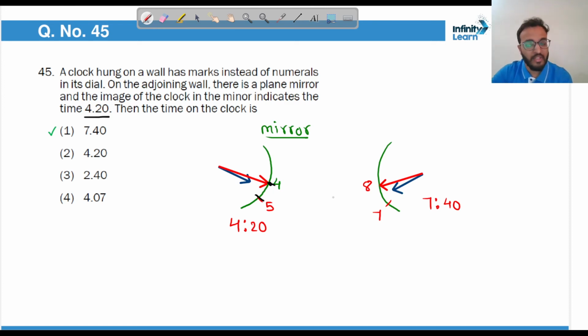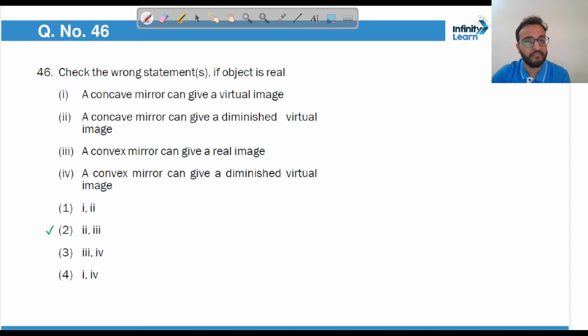Yes or no? So that is why when you take its mirror image, the smaller hand will be between 7 and 8. It will not be exactly at 8, it will be between 7 and 8. And the minute hand will be exactly at 8. So that is why the time will be 7:40 if you just reverse it or laterally invert it.